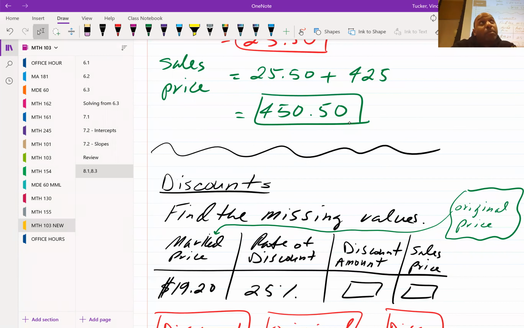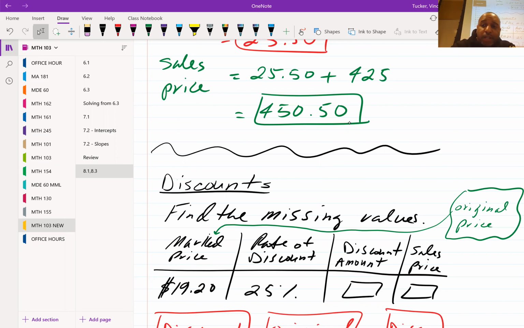I forgot whether I chose one for this class or not, but I know in math lab, sometimes instead of giving you a word problem like you saw in the last one, they could give you a chart like this, but you have to fill in the chart. So this time we're talking about discounts. So we're talking about finding the missing value.